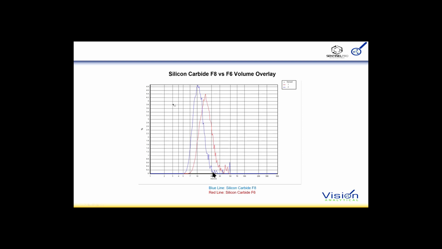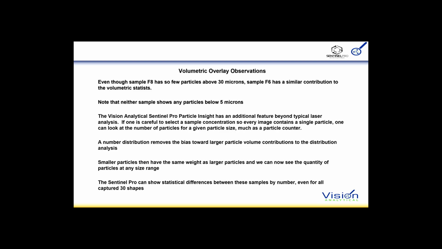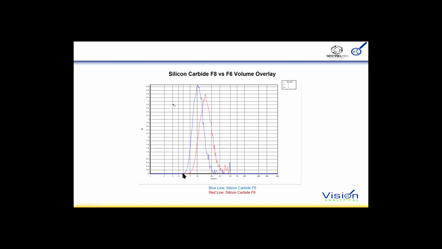Now remember, F6 was 44% larger than F8. That explains it because of these particles here. In both cases, the larger particles skew their distribution analysis towards the large side. F6 is skewed worse than F8. Perhaps viewing both samples as a number distribution could shed additional light on what is different. Even though F8 has so few particles above 30 microns, sample F6 large particles have a similar contribution to the volumetric size analysis. Notice one thing though, neither one of these samples show any significant percentage of particles below 5 microns. There are none for either sample.